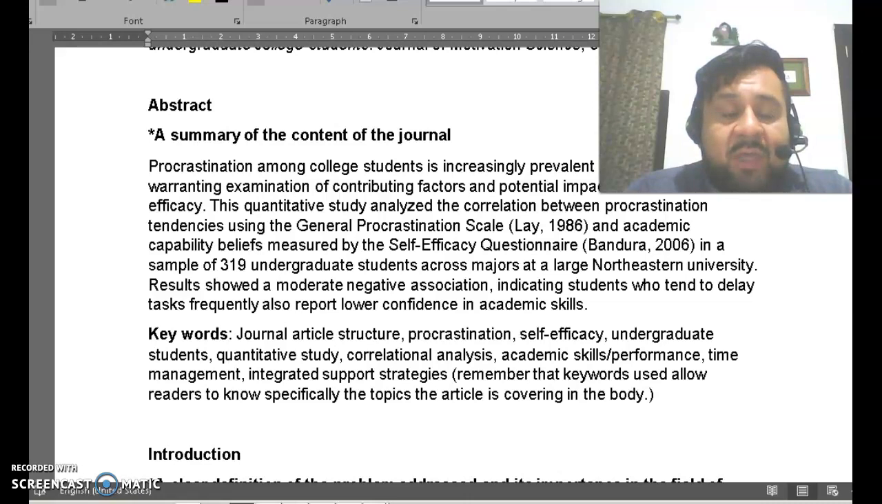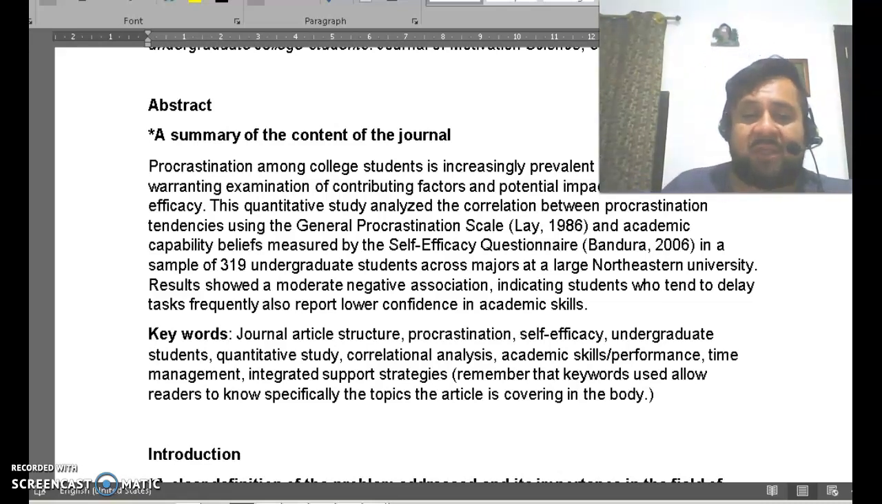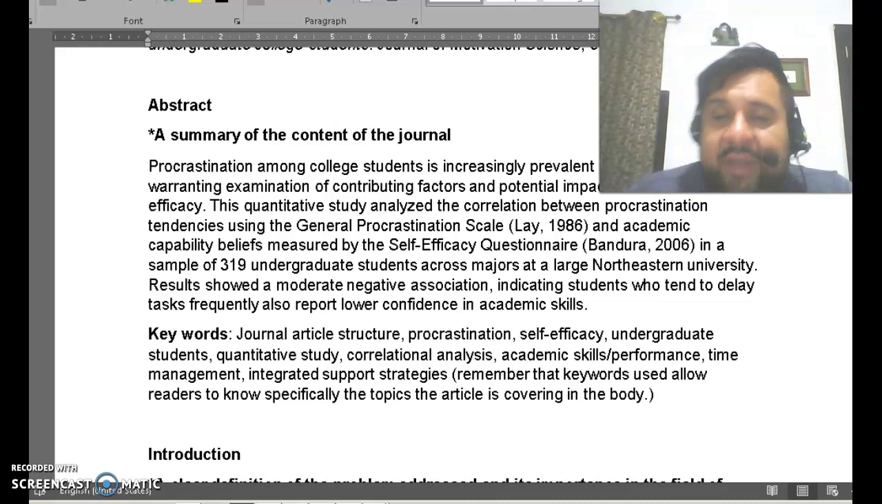We have some keywords for this homework. You can see journal article structure, procrastination, self-efficacy, undergraduate students, quantitative study, correlational analysis, academic skills performance, time management, integrated support strategies. We must remember that the keywords used allow readers to know specifically the topics the article is covering in the body.